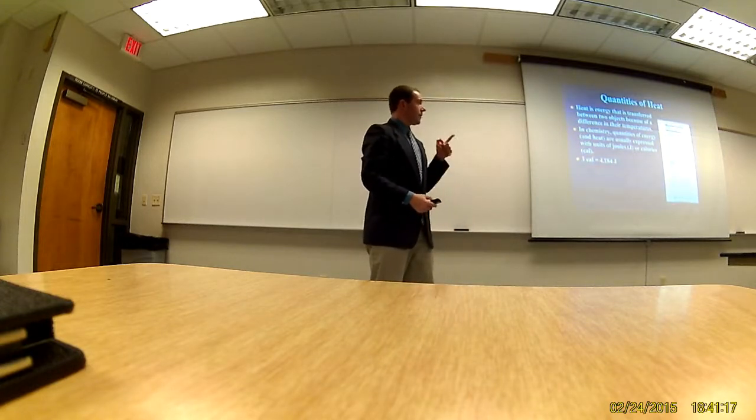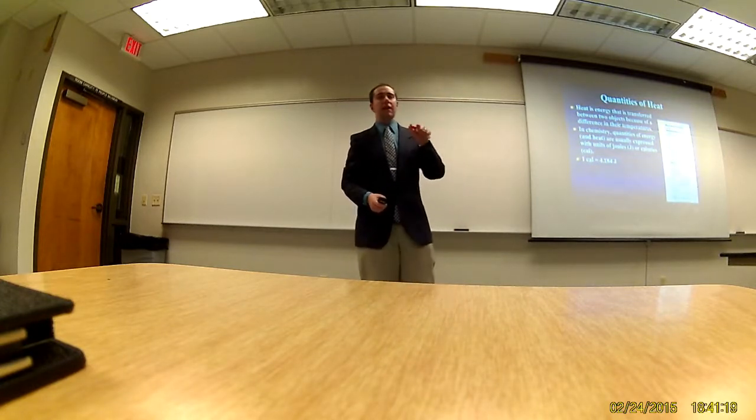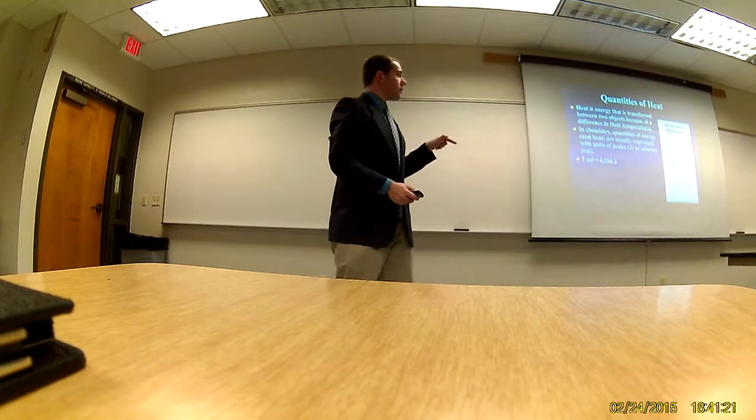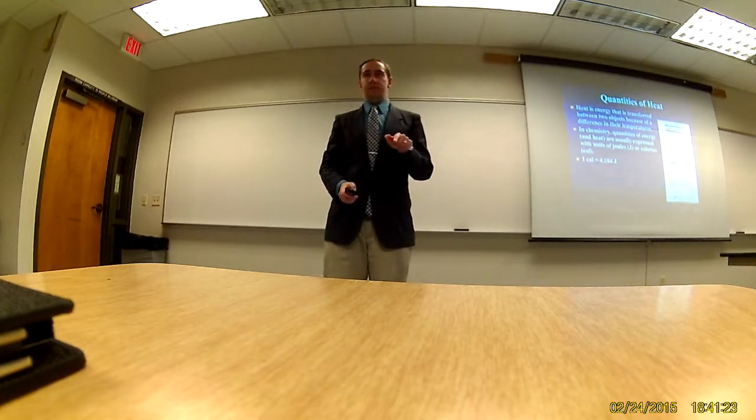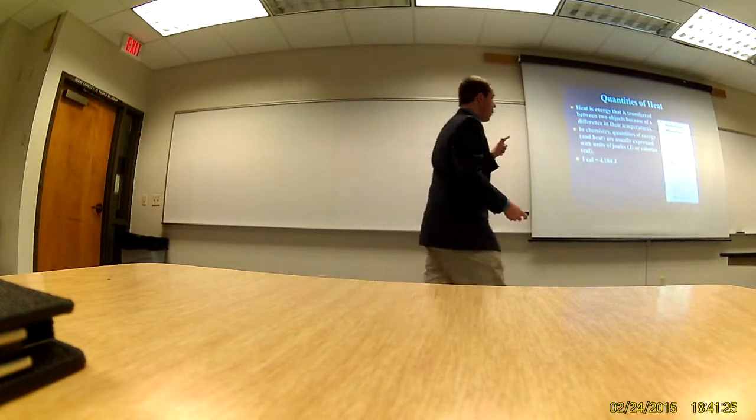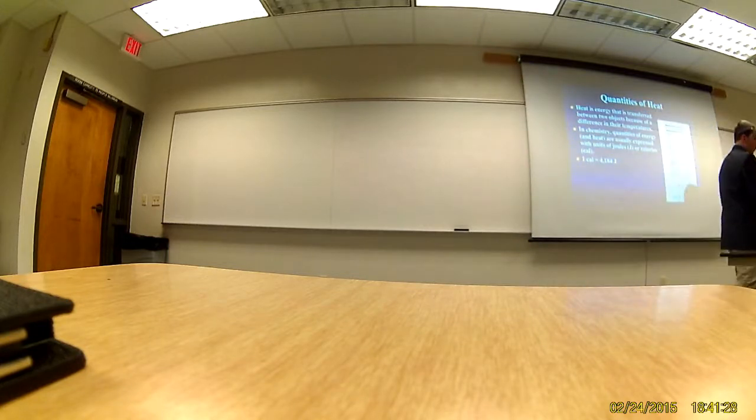In chemistry, we normally talk about heat in joules or calories. Okay? 1 calorie is 4.184 joules. I believe that is on here. Let me make sure. Yes. So on your cheat sheet, 1 calorie equals 4.184 joules. So you do not have to memorize that conversion. You just have to know that it's on here and be comfortable using it.